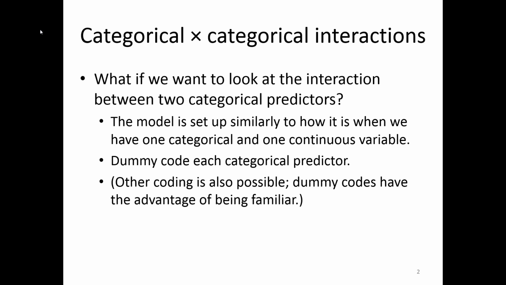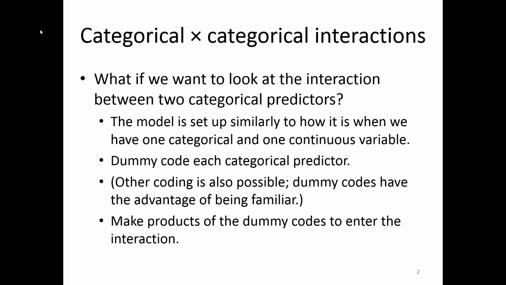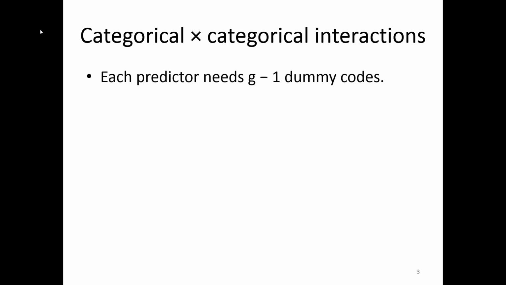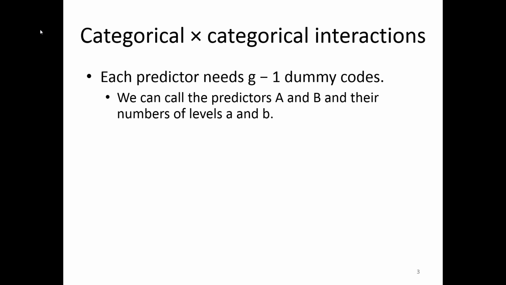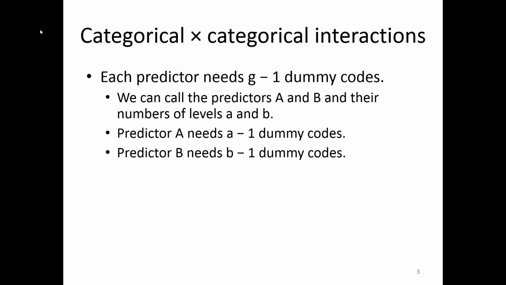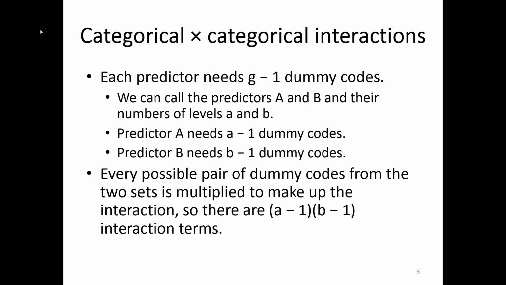That's more similar to what SPSS does when it does a regression and then spits everything back out in ANOVA format. Okay, so we make the products of the dummy codes to enter the interaction, after we dummy code the predictors. Each predictor again needs G minus 1 dummy codes. We can call the predictors A and B and their number of levels, little a and little b. Predictor A needs a minus 1 dummy codes, and predictor B needs b minus 1 dummy codes, and then every possible pair of dummy codes from the two sets is multiplied to make up the interaction. So there are going to be a minus 1 times b minus 1 interaction terms. There are also a minus 1 times b minus 1 degrees of freedom from ANOVA.